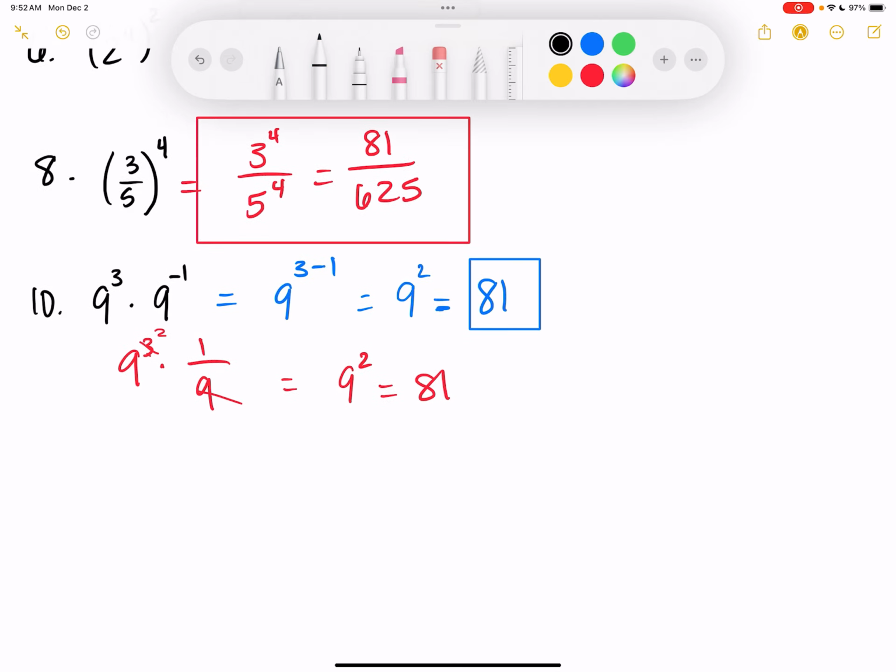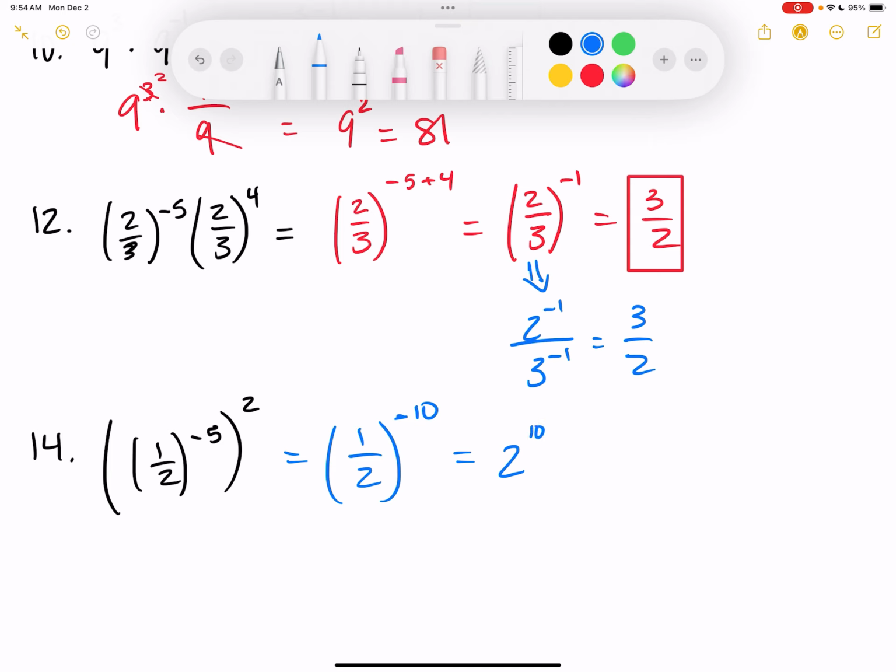1/2 raised to the negative 5th, squared. It would be 1/2 to the negative 10. A power raised to a power is multiplying the exponents. The negative exponent tells me to flip it, so this is going to become 2 to the 10th.